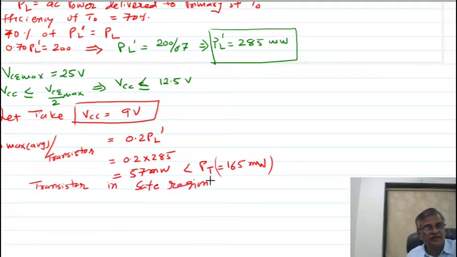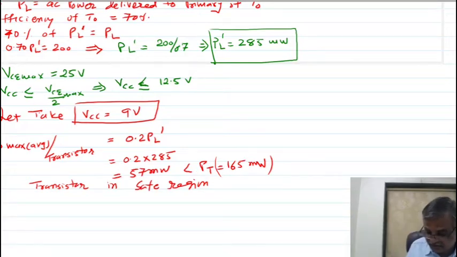Transistor operates in a safe region. So this equation I have not taken during the theory. This equation you have to remember. PD maximum, the average dissipation per transistor, is given by 0.2 PL dash. This should be less than your PT, which you know is the maximum average power dissipation capability of a given transistor, and it is provided by the manufacturer.